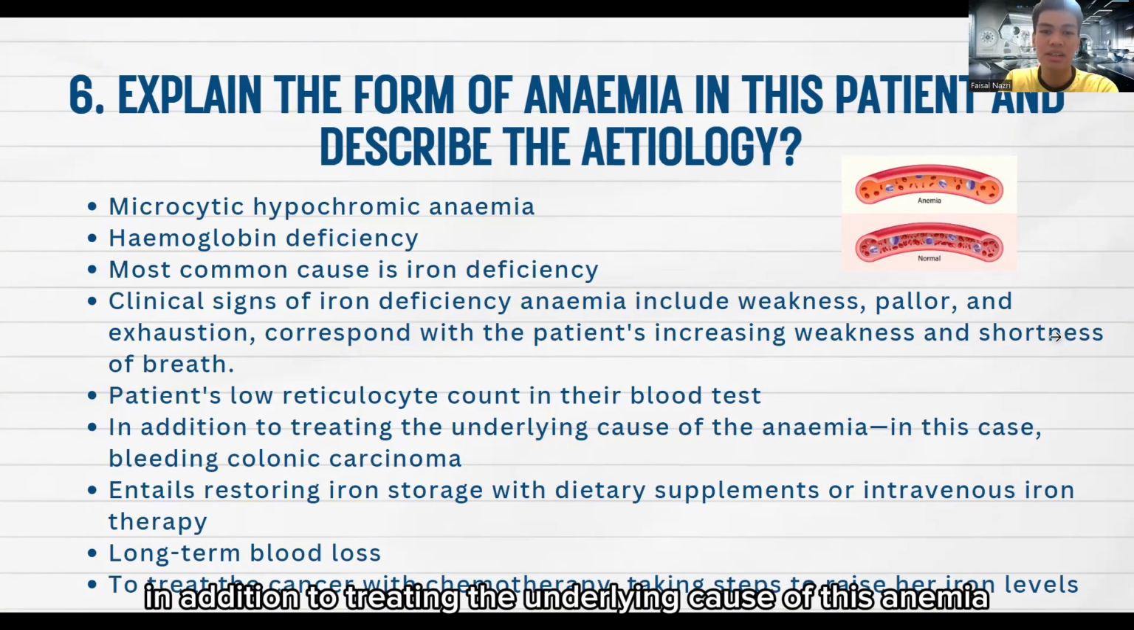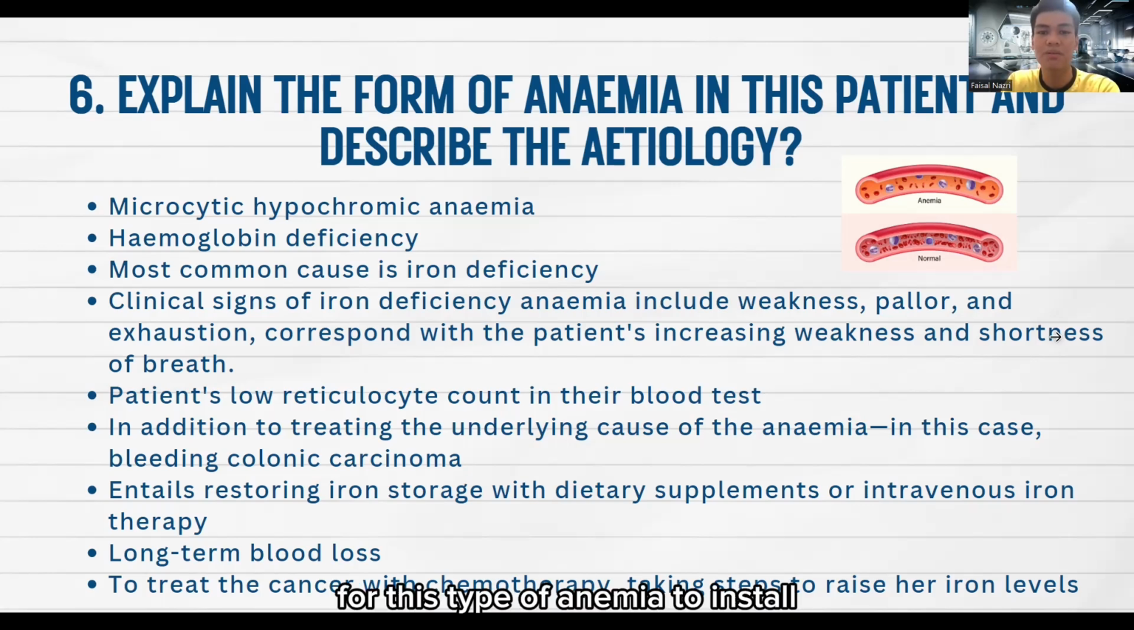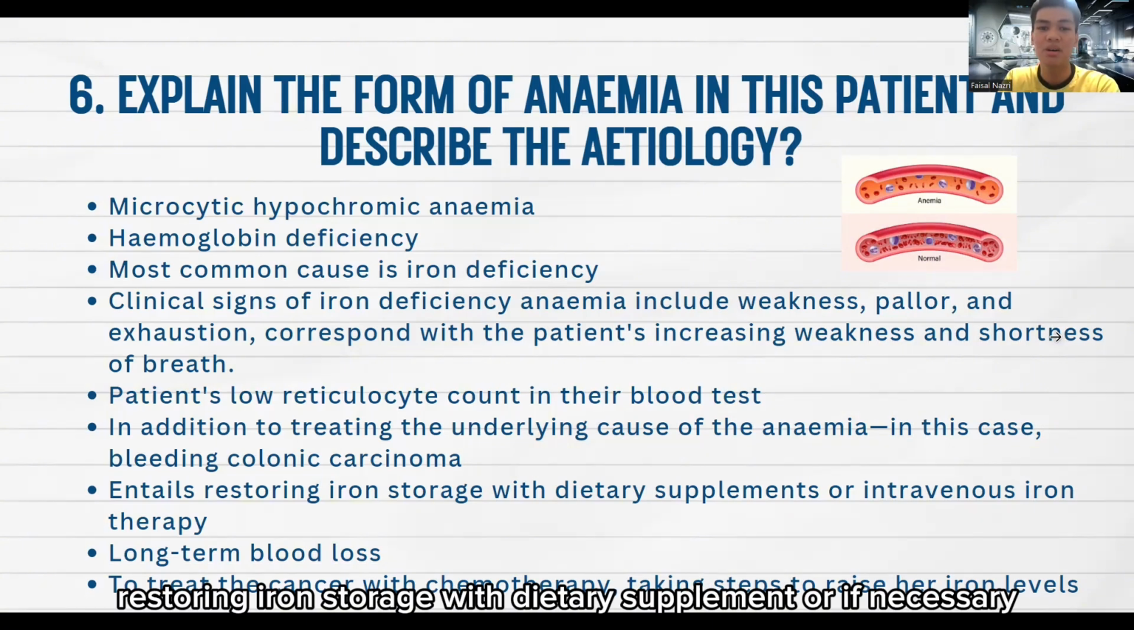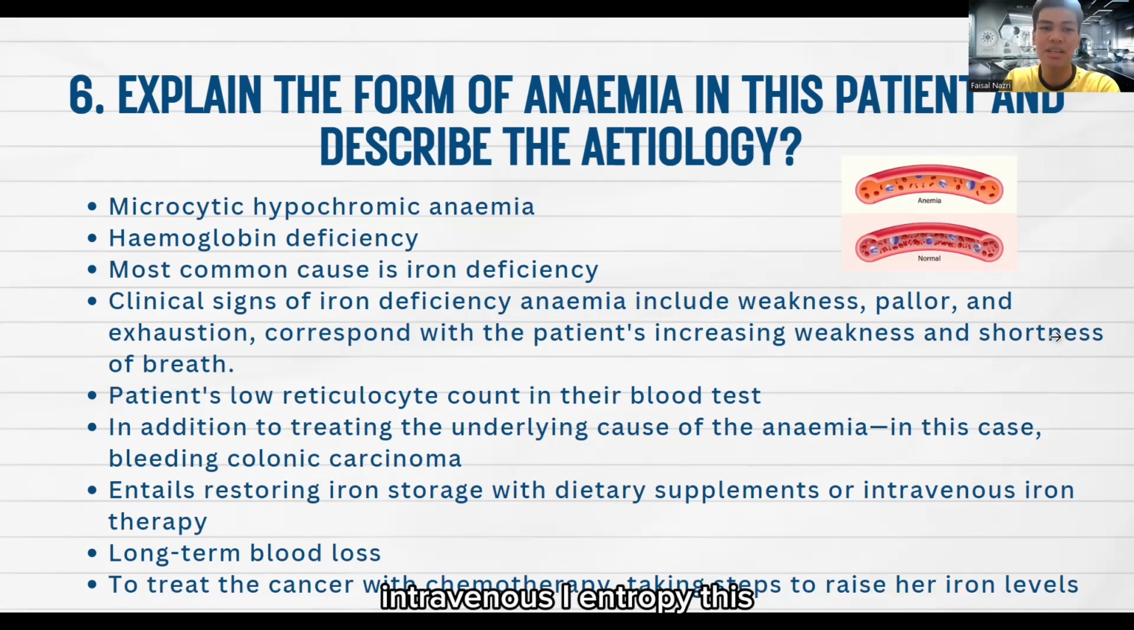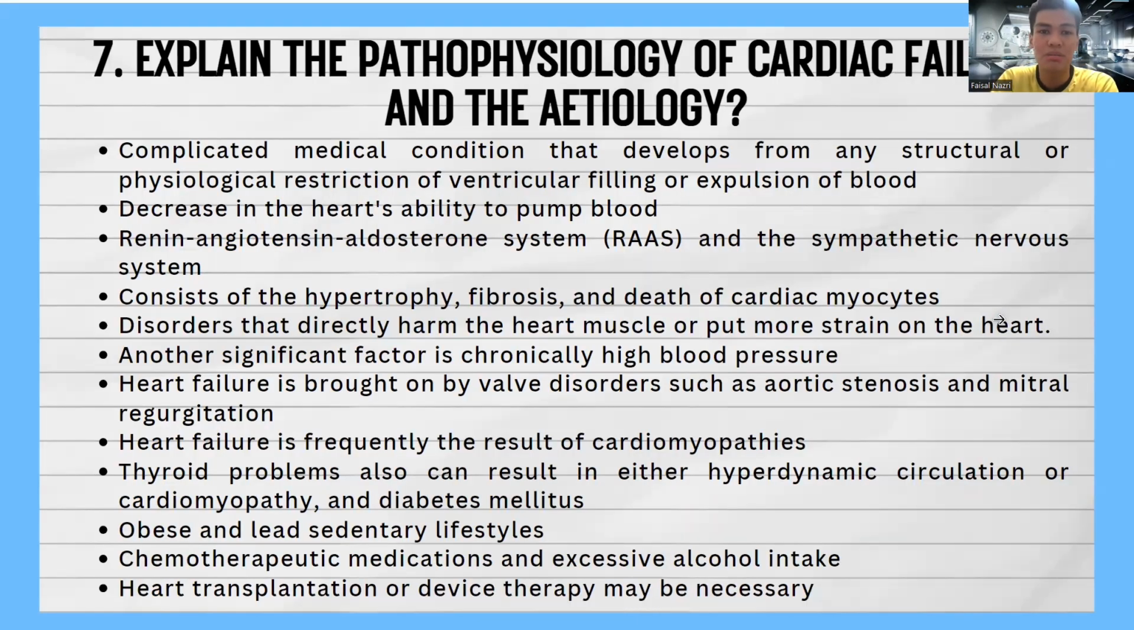In addition to treating the underlying cause of this anemia, we must treat the bleeding colonic carcinoma, and for this type of anemia we must restore iron storage with dietary supplements or, if necessary, intravenous iron therapy. This indicates that the patient's anemia is directly related to the long-term blood loss caused by the ulcerative colonic tumor, which in turn causes iron shortage and microcytic hypochromic anemia. To control the anemia, it will be necessary to treat the cancer with chemotherapy in addition to taking steps to raise the iron level. Next, I will explain about the pathophysiology of cardiac failure and the etiology.